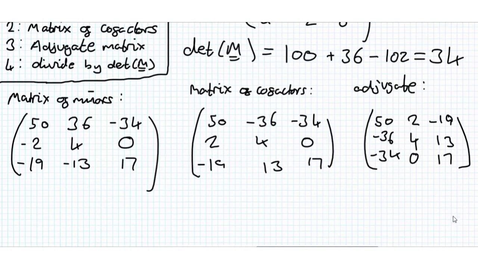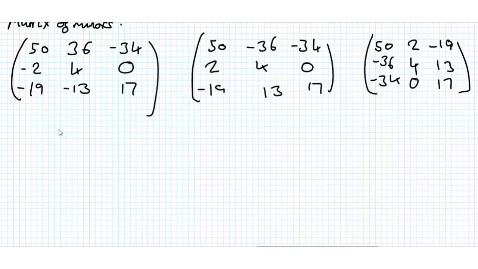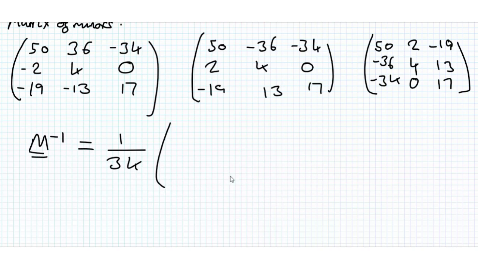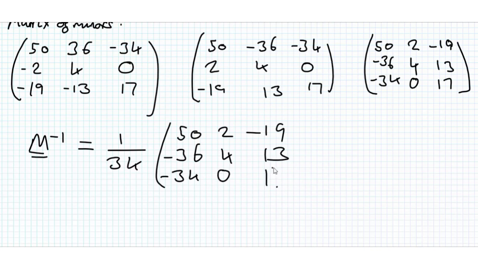Now for our inverse of M, we just divide the adjugate matrix by the determinant. And that's our answer. I mean, we could multiply the 1 over 34 in and simplify, but I'm happy to leave it like this. Hopefully you understood the method.